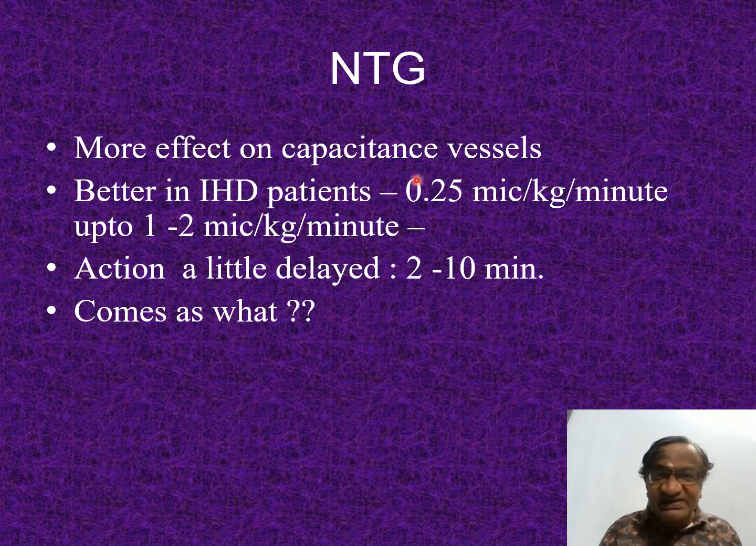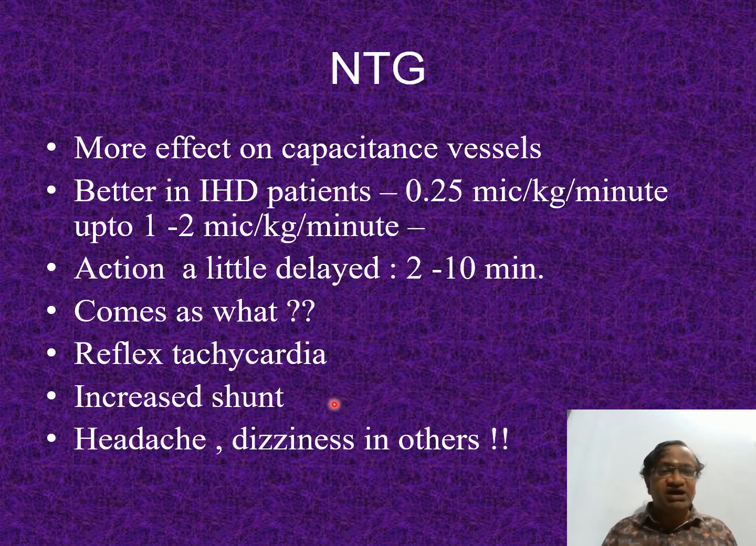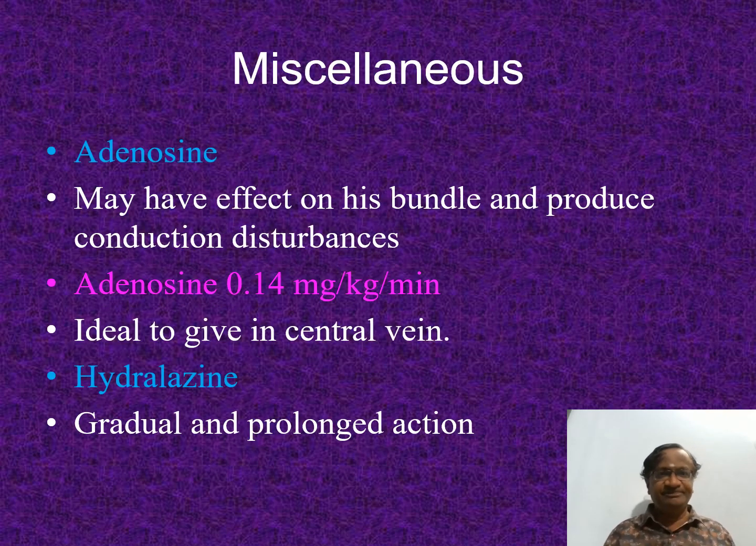More effect on capacitance vessels, NTG, better in high HD patients. That is commonly used. 0.2 mics per kg per minute can go up to 1 mic per kg per minute. NTG is commonly used. The problems are it may cause tachycardia, shunt, headache, dizziness in others. But this is commonly used. Start your NTG at 0.25 mics per kg per minute.